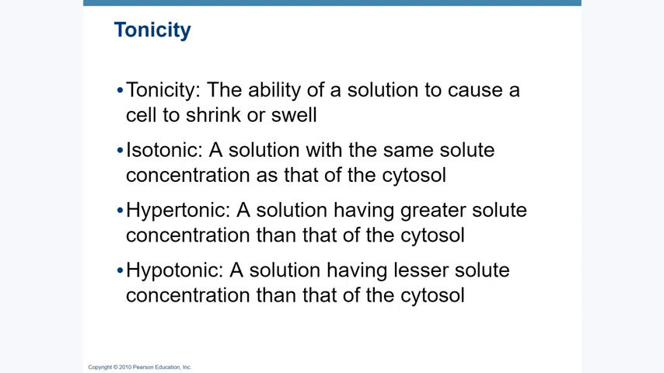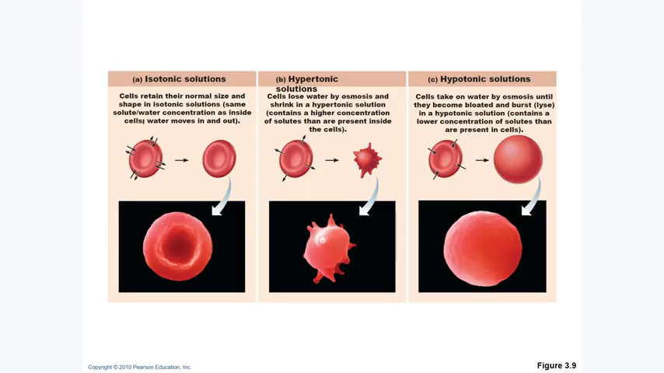Tonicity is the ability of a solution to cause a cell to shrink or swell, and we have different types of solution. We have isotonic, which is the same solute concentration as the cytosol. Hypertonic, which is a greater solute concentration than the cytosol. And then hypotonic is a solution having lesser solute concentration than the cytosol. So hypo gets bigger, hyper is hyperactive, so it gets smaller, and isotonic stays the same. So isotonic stays the same, hyper is hyperactive, so it shrinks down, and hypotonic gets nice, round, big, fat because it has an O in it.